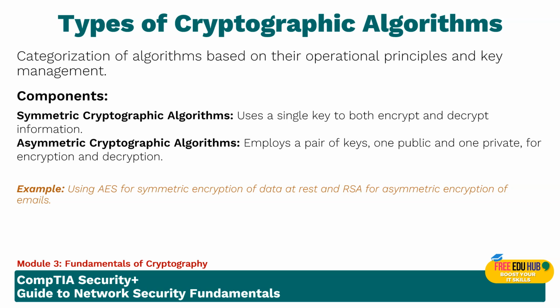The public key is available to everyone and is freely distributed, whereas the private key is known only to the individuals to whom it belongs. Now, the example we are giving here is using AES for symmetric encryption of the data and RSA for the asymmetric encryption for emails, etc.